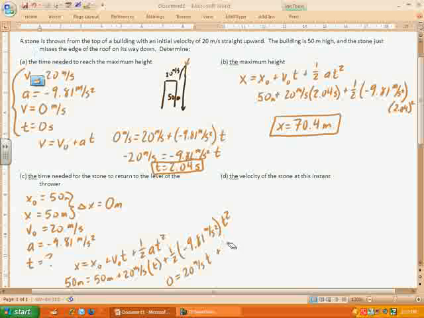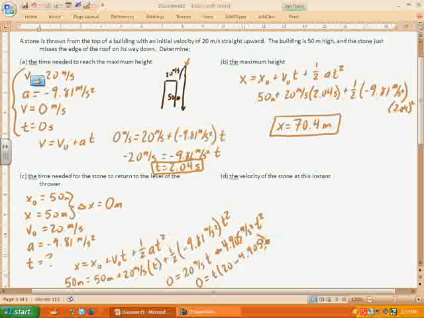So 0.5 times negative 9.81 is negative 4.905. Okay, so minus 4.905 meters per second squared times t squared. You'll notice they both have a t. You could use the quadratic formula here, or you can factor out a t. You shouldn't divide by the t because that's going to get rid of a solution mathematically. We can factor out the t, which will give us 0 equals t times (20 minus 4.905 t).